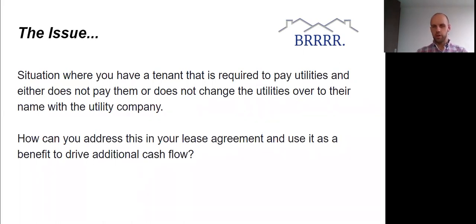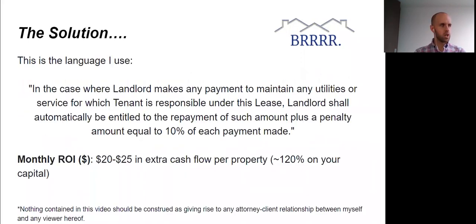So let's say your agreement says the tenant is going to pay the water, and they're not paying you, or they don't call the utility company to make sure the bills are in their name, and they're coming to you, so that you end up paying them on their behalf. How do you deal with that, and how can you actually use that to your advantage to drive some additional cash flow? So that's the situation we find ourselves in. Let's take a look at how I handle it in my own portfolio, and you can do so as well.